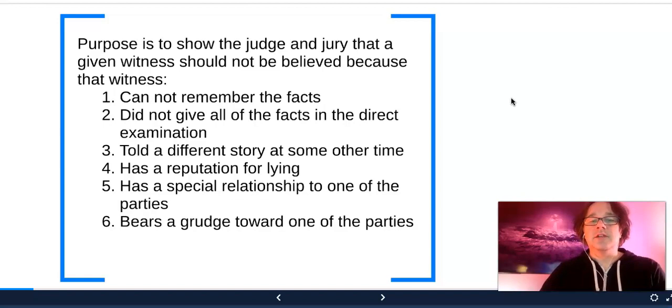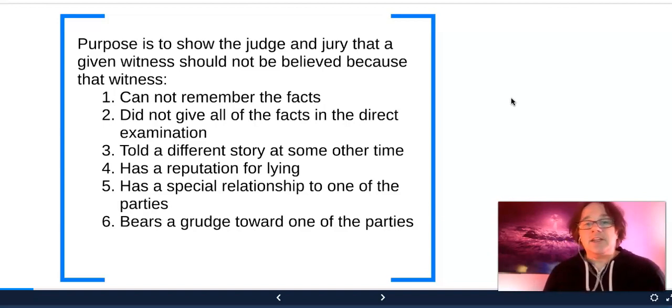Number three, they told a different story at some other time. So either during a deposition or when they were interviewed by the police. Maybe they had a totally different story at the scene of the crime or when the crime actually occurred, compared to the story that they're telling now. Number four, maybe this witness has a reputation for lying, so maybe they shouldn't be trusted because they are known to be a liar.